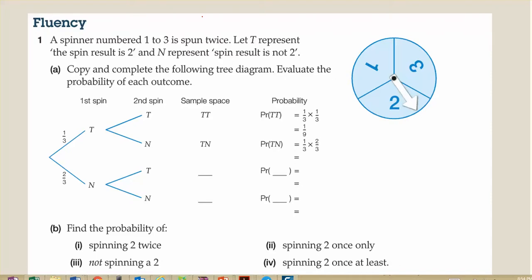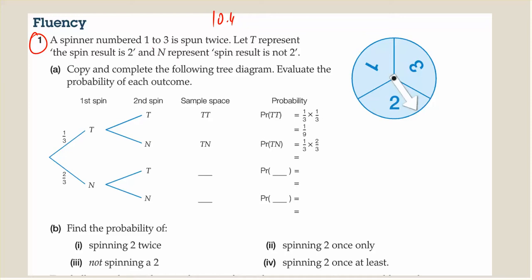This is for Year 10 Methods Pathways. We're going to look at exercise 10.4, question number 1. Now, this exercise is all about drawing tree diagrams. Okay, so question 1 is just to get you used to the notations in a tree diagram.